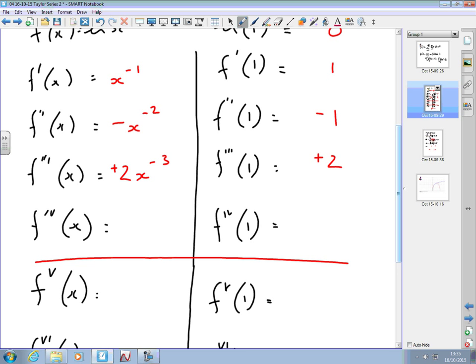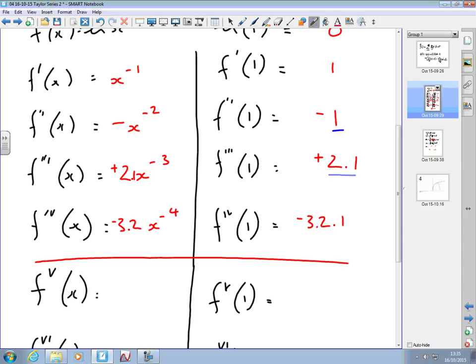We can think of this as like a factorial. Might help us to see the pattern. Next one, minus 3 times 2, x to the minus 4. Minus 3 times 2 times 1 if you like. So hopefully we can start to see a pattern now. If I look at this, this is a factorial, 3 times 2 times 1. That's 3 factorial. This is 2 factorial. That could be 1 factorial.